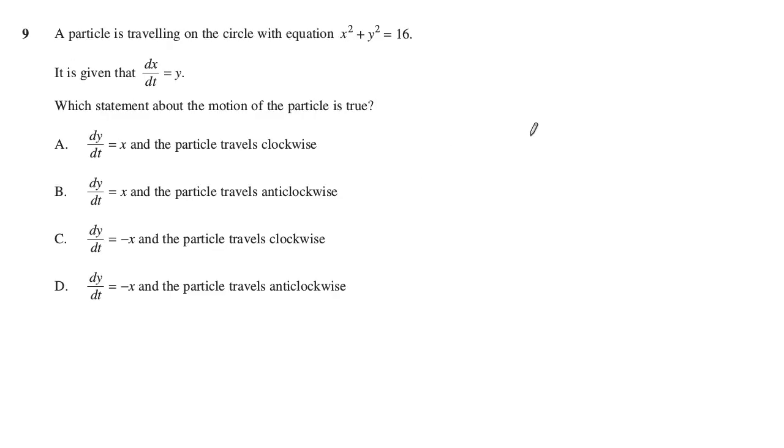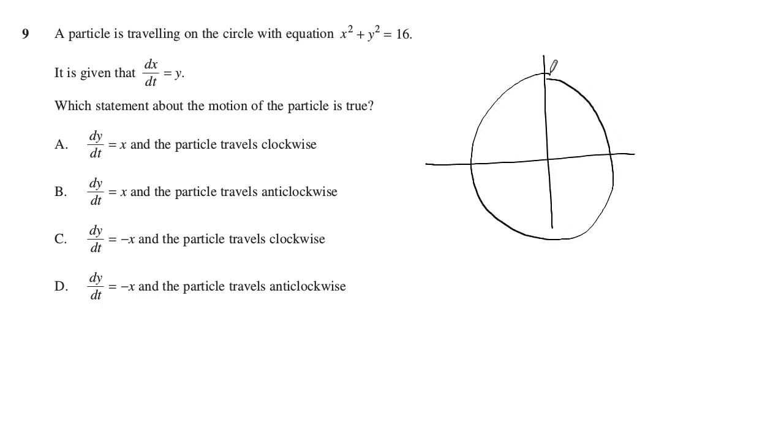Question 9. Okay, so we've got this circle. It has a radius of 4. And if dx by dt equals y, you can imagine, let's say we're here on the circle, and y is positive here, so dx by dt is positive, meaning it's going sort of in that direction. That means it's going to be going clockwise. So we can rule out B and D.